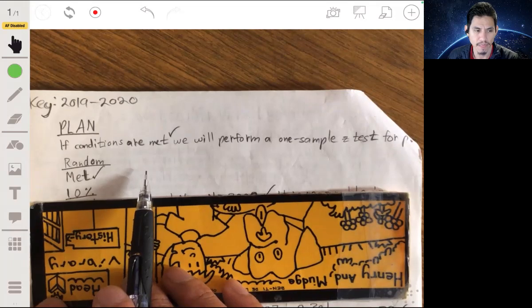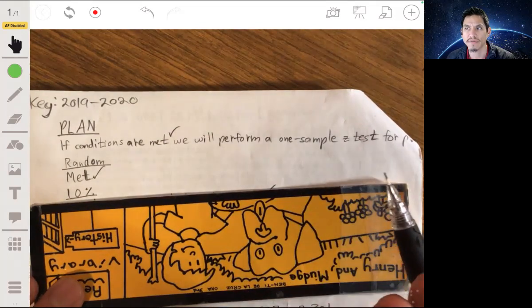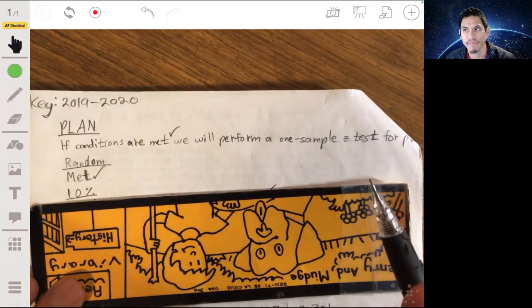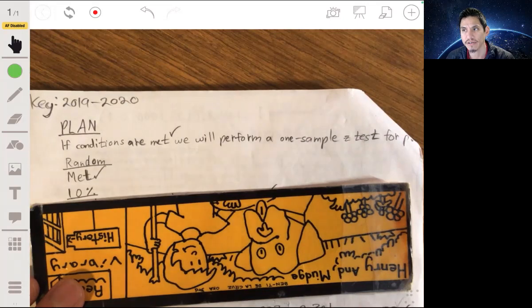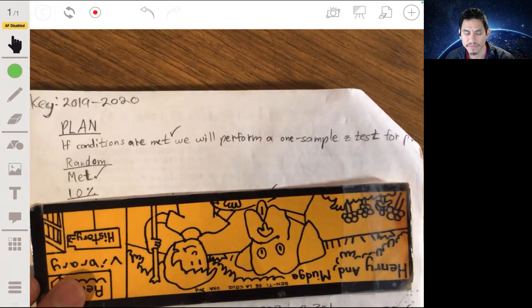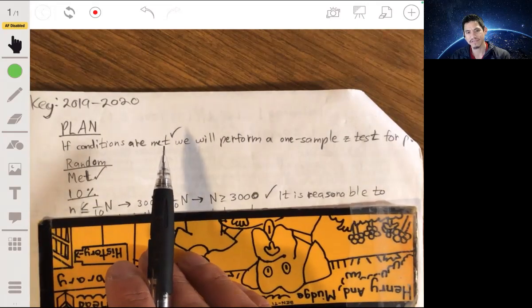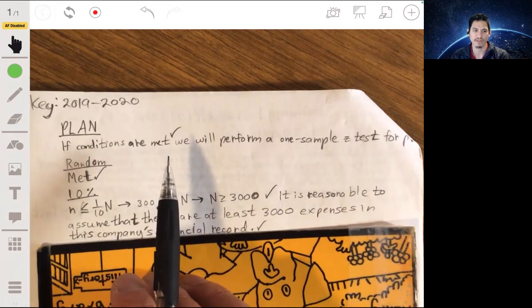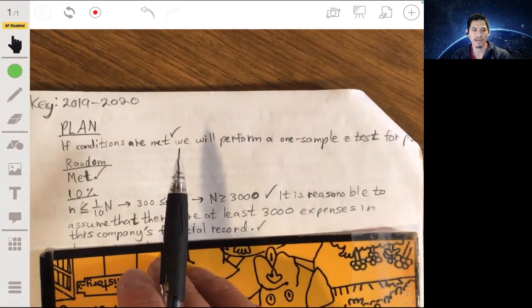The 10% condition: if this is a large company, is 300 no more than 10% of the total number of financial records? So is there at least 3,000 in the population? And yeah, it's a big company, so there's probably going to be way more than 3,000 financial records for this. And then the large counts.